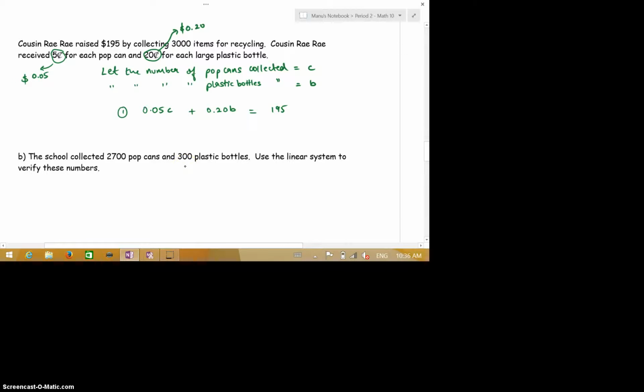If I'm getting paid 5 cents per can and 20 cents per bottle, then I'm going to take the number of cans, multiply by 5 cents, take the number of bottles, multiply by 20 cents, and that money's got to add up to 195. What would the second equation be? Total number of cans and bottles. How would you write an equation for that?